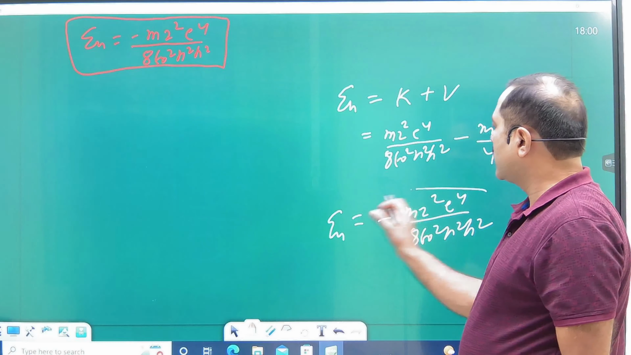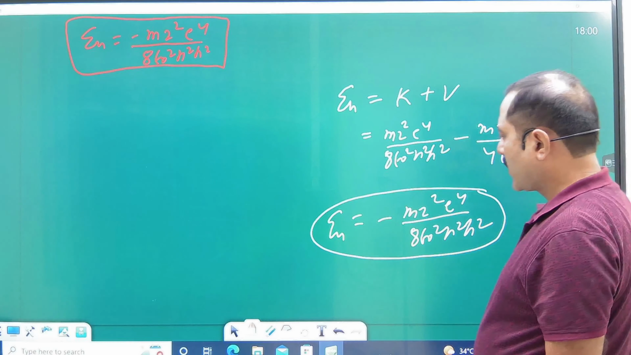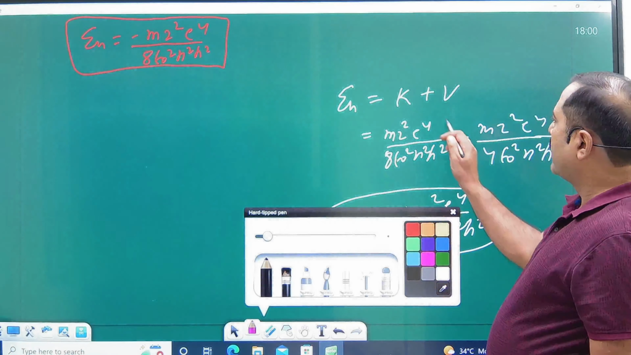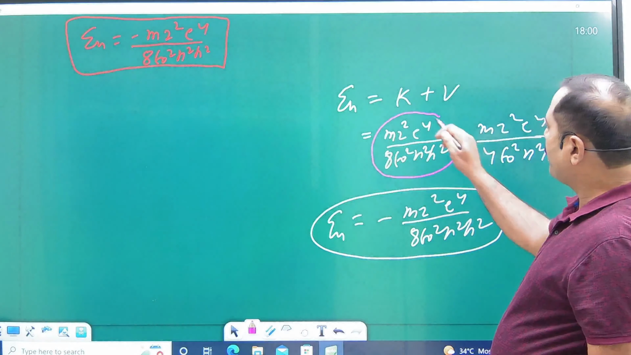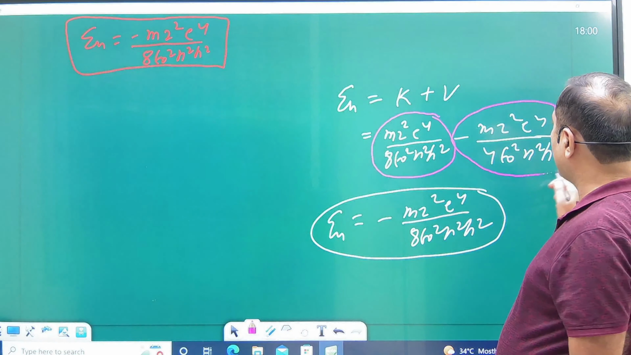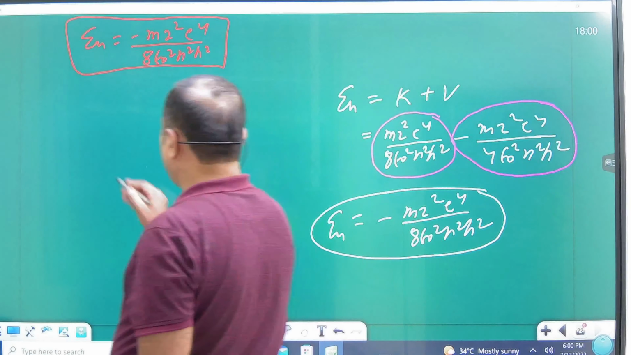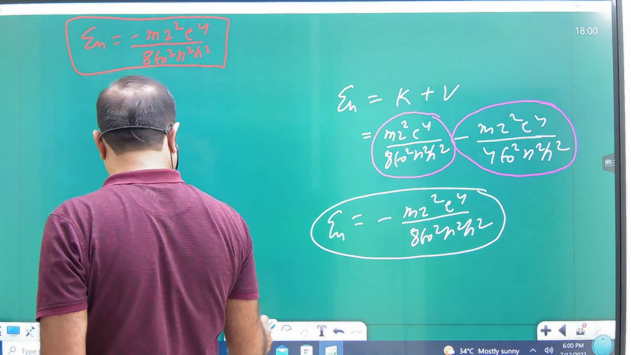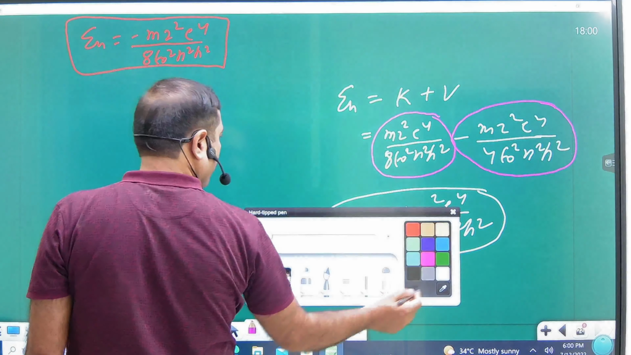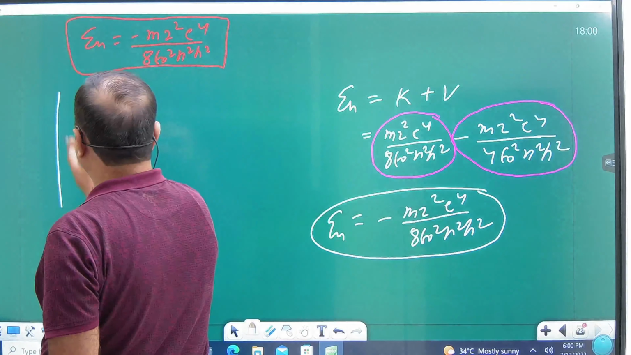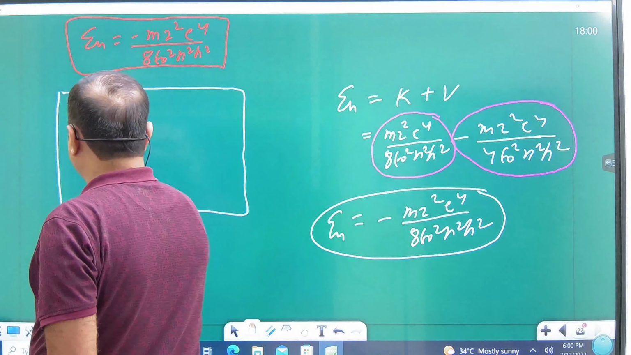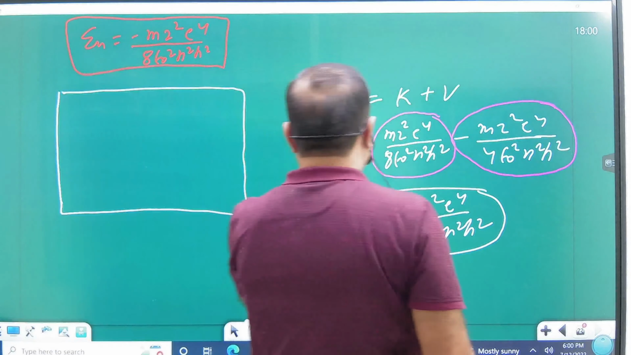Let us consider the case. This is the kinetic energy, this is the electrostatic potential energy of the electron in the nth orbit, and this is the total energy. One more important conclusion derived: kinetic energy has half the value of electrostatic potential energy with opposite sign.